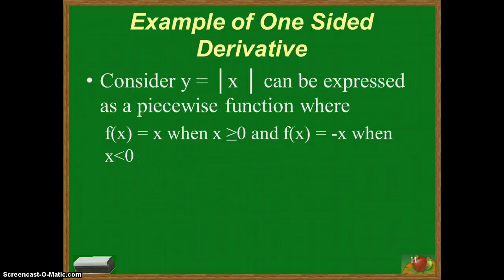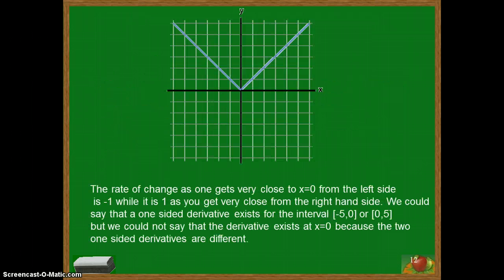Example of a one-sided derivative. Let's look at the function y equals the absolute value of x. We could express this as a piecewise function where f of x equals just x when x is greater than or equal to 0, and it equals negative x when x is less than 0. Here's the graph. The rate of change as you get very close to x equals 0 from the left side is negative 1, because that line has a constant slope of negative 1, while it is 1 as you get very close from the right-hand side.